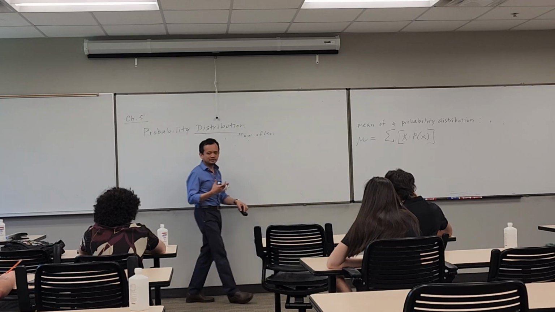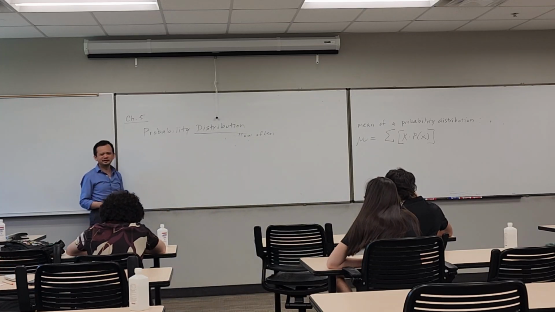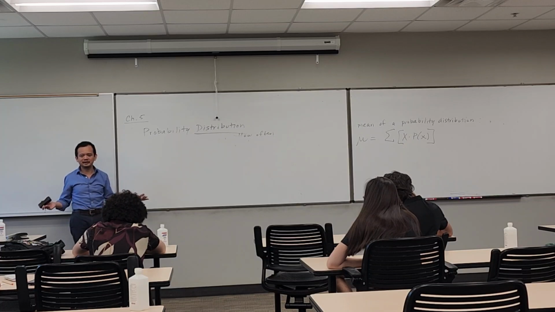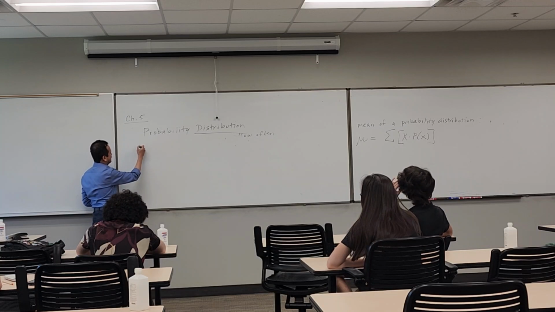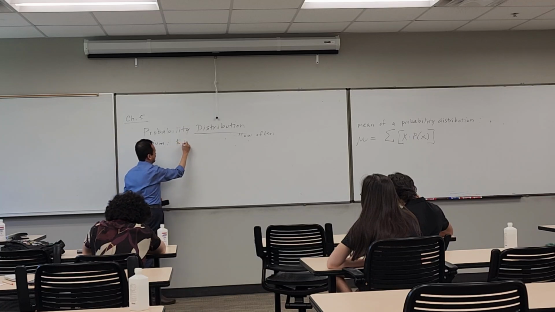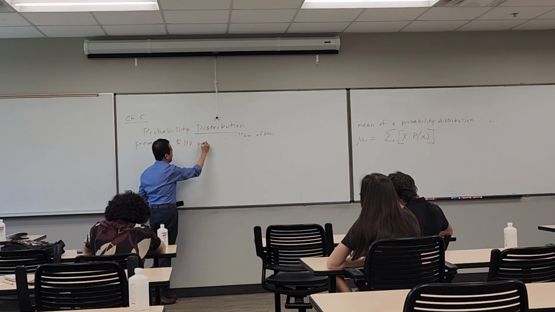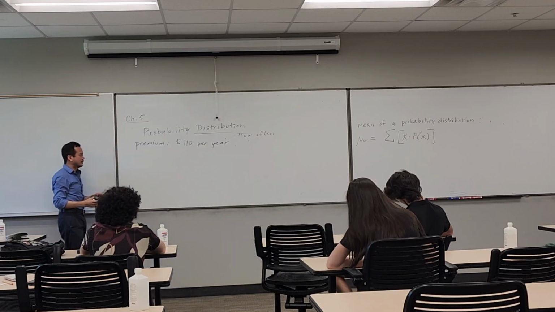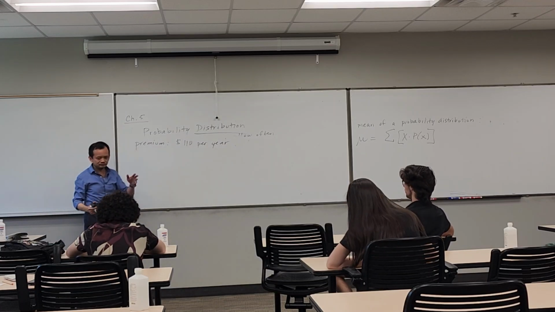Let's say that after the semester is over, we decide to start a business together. And let's say that the business we start is a life insurance company. The way that life insurance works is that we have paying customers who pay us what we call a premium of, let's say, $110 per year. So each of our customers pays $110 per year.